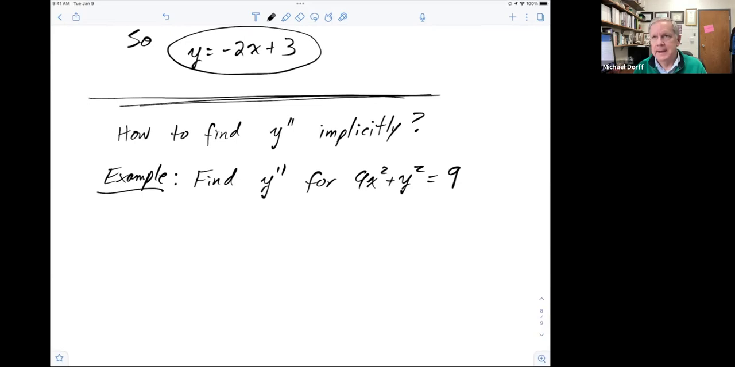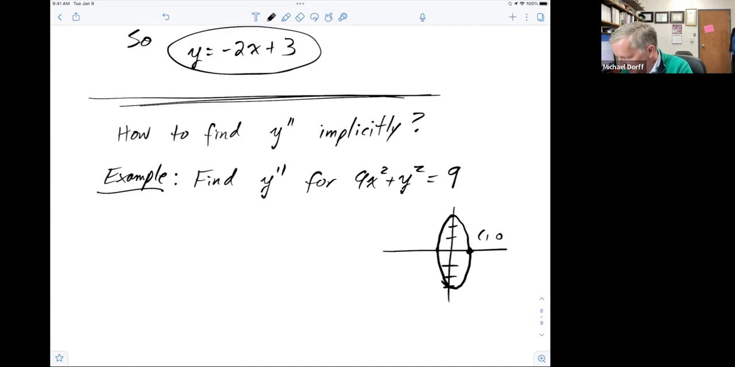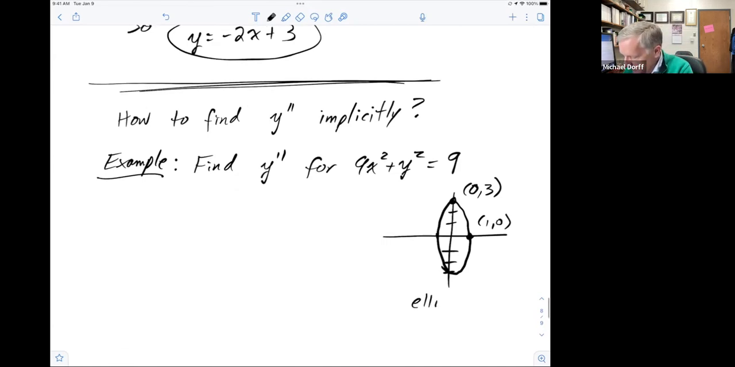It's not a circle. It will look something like this, kind of like a flattened circle, or a circle squeezed in from the sides. You can see the point (1, 0) satisfies the equation, and also the point (0, 3) satisfies the equation. So that's my shape, and that's called an ellipse.